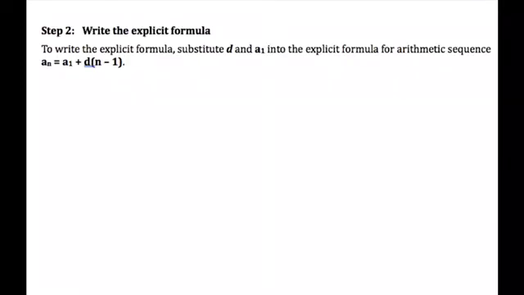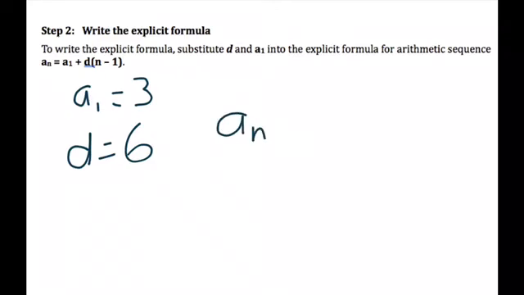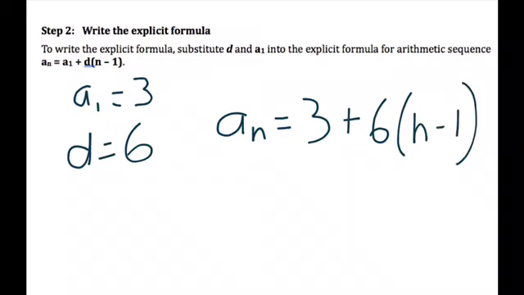Our next step is to write the explicit formula. We know that a sub 1 equals 3 and D equals 6. So we're going to plug that into our explicit formula. So our explicit formula is a sub n equals a sub 1, which is 3, plus D, which is 6, parenthesis, n subtract 1.